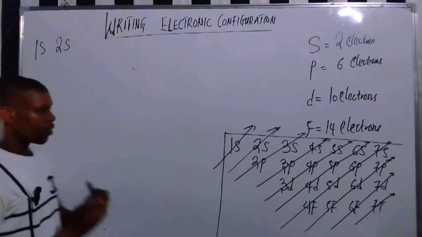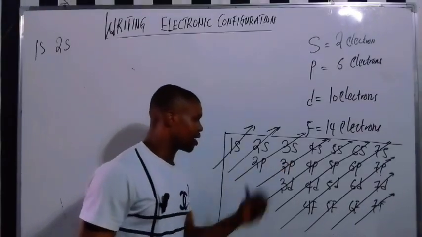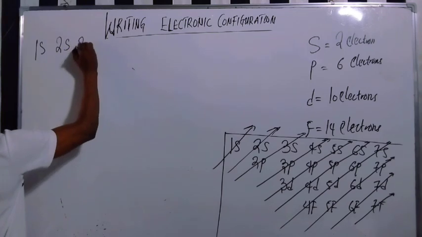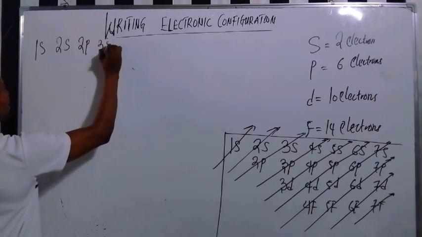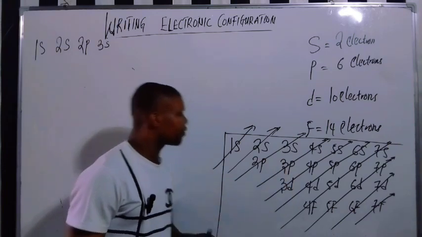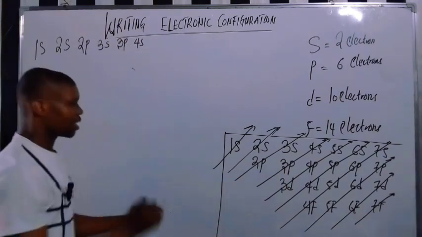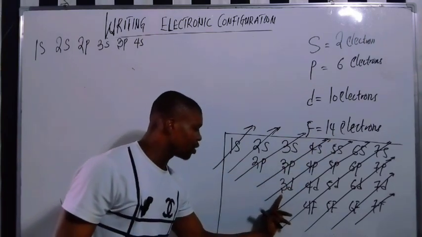2x, right? After that 2x, what again do you have? You have 2p and 3s. So you have 2p, 3x. Now, after that you have 3p, 4s. 3p, 4x. Can you see that? 4x.